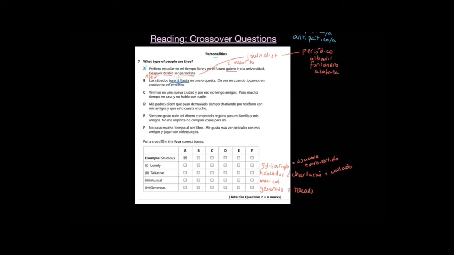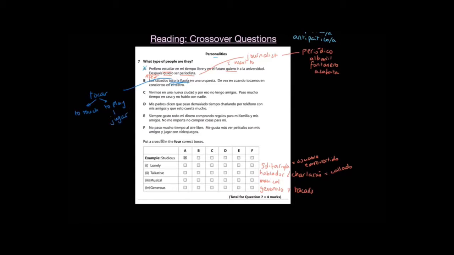Remember, tocar, I don't know where else to write, I'll write it over here. Remember that tocar has got two meanings. It is to touch and also to play an instrument. Not to play a game. To play a game is jugar. I'm sure you do remember that.